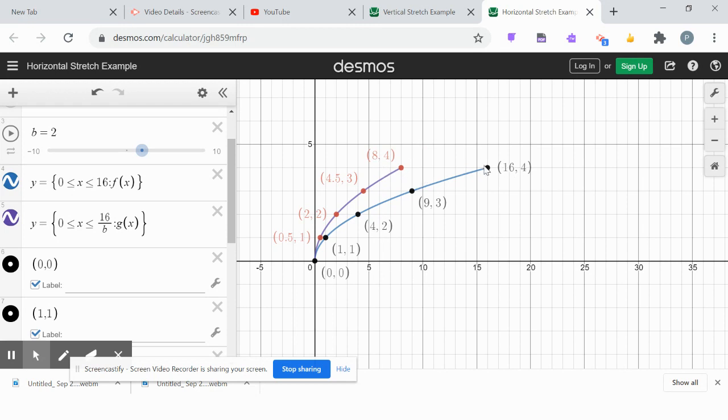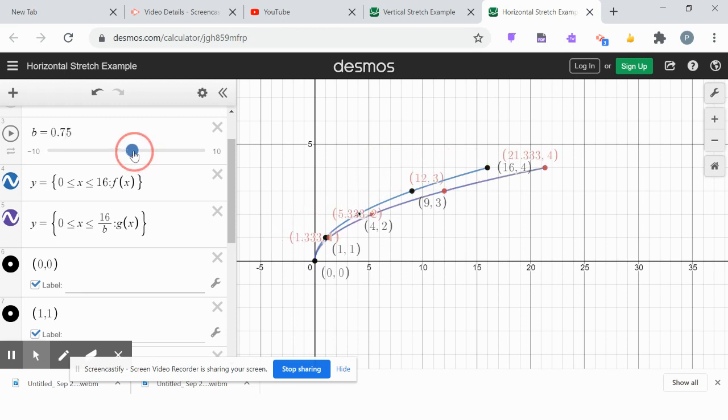So what we have here is what we call a horizontal stretch. It was 16, now it's 8. That comes by multiplying by half. It was 9, now it's 4.5. 9 times 1/2. 4 times 1/2 is 2. 1 times a half is 0.5.